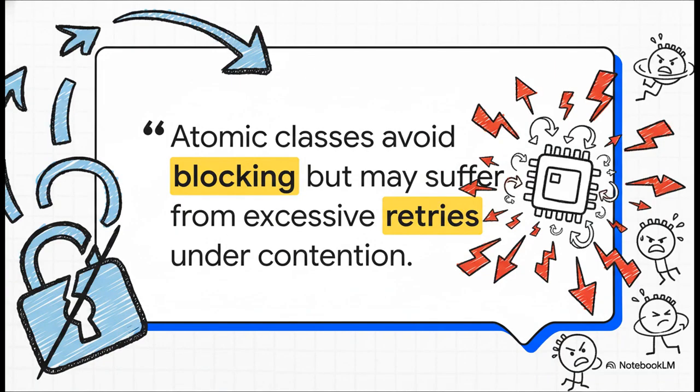Now, if you need one perfect, concise sentence to use in your interview, this is it right here. It shows that you understand the main benefit, you're avoiding blocking, but you also get the primary drawback, which is that under really heavy load, all those constant CAS retries can actually start to hurt performance because the CPUs are just spinning and spinning, trying again and again.